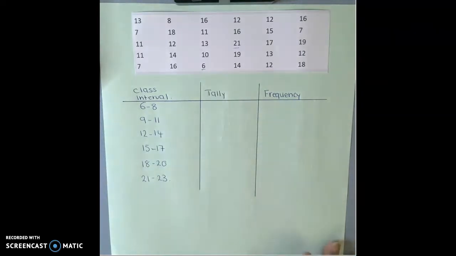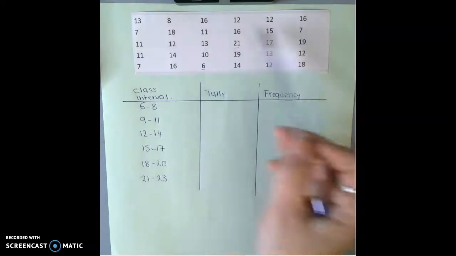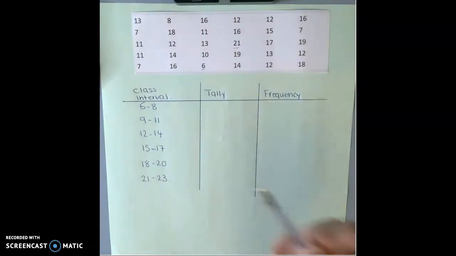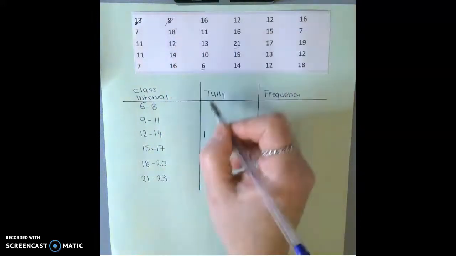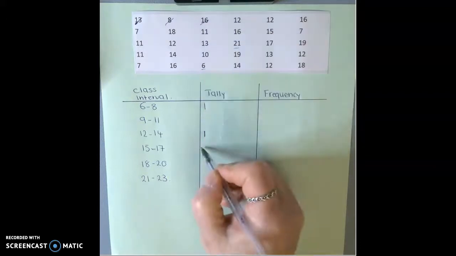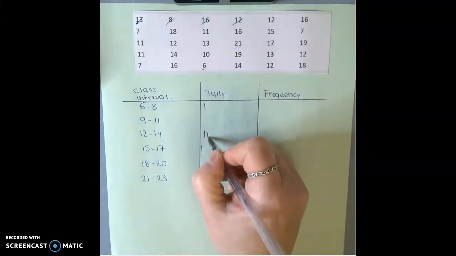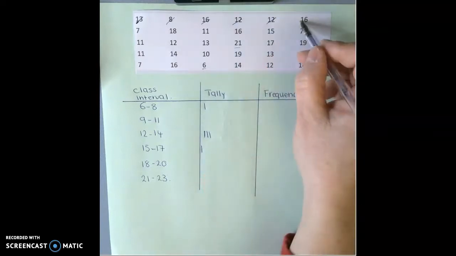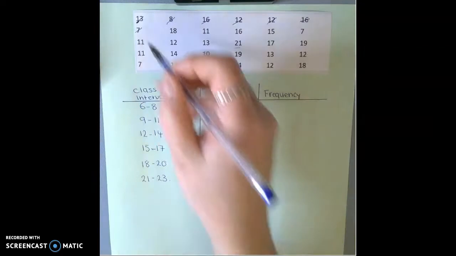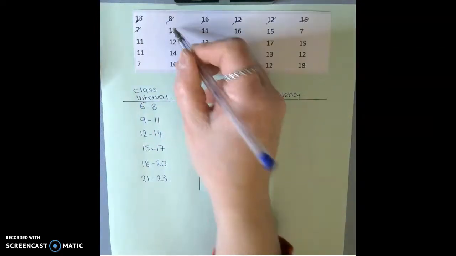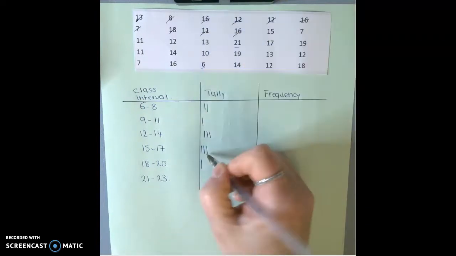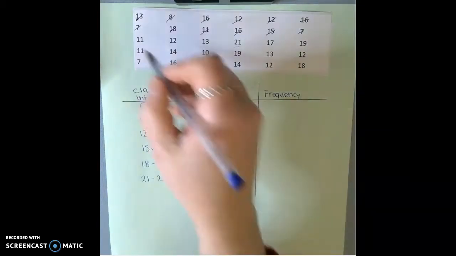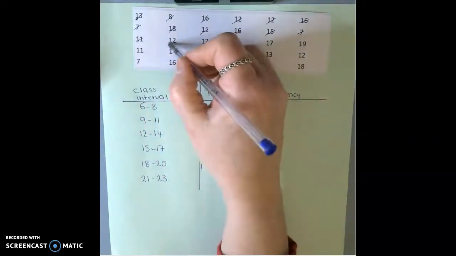Okay, so the best way to do this so you don't miss a number is to work through your data points and tally them up. So we start with 13, so that would go in this one. 8, 16, 12, another 12, 16, 7, 18, 11, 16. So all I'm doing is crossing them off and putting them into the correct group that they belong to.